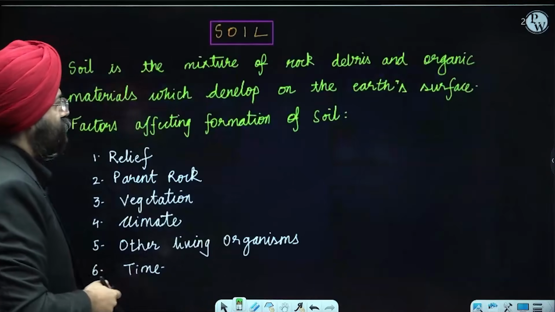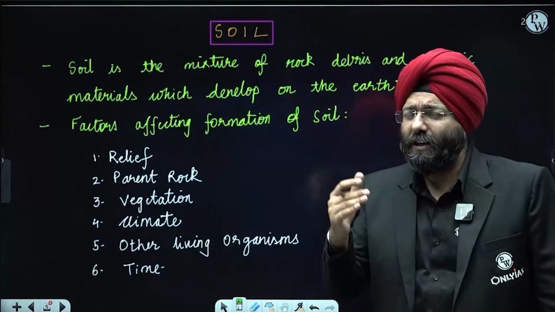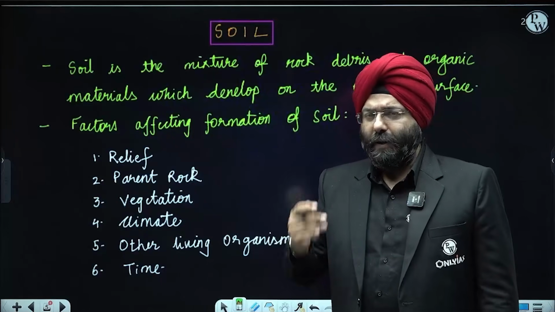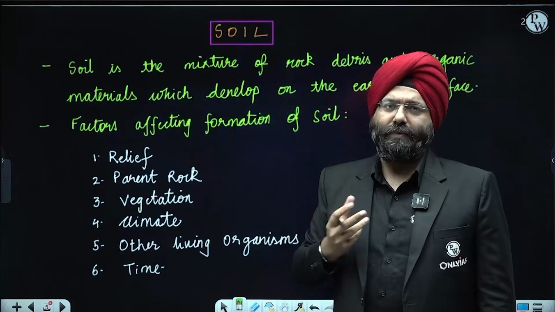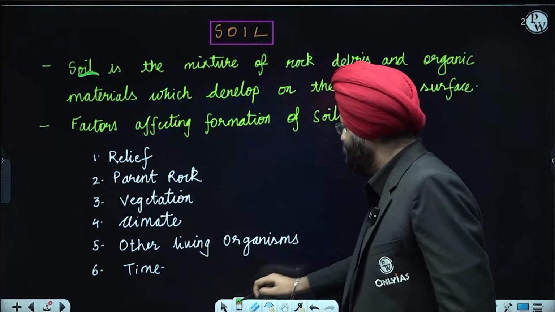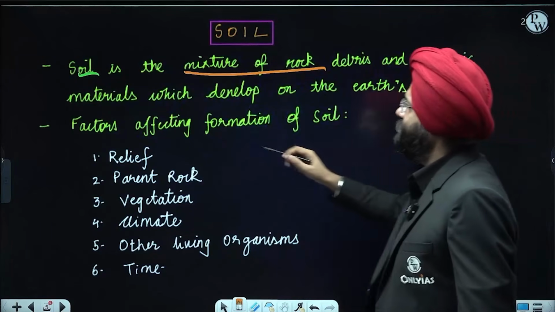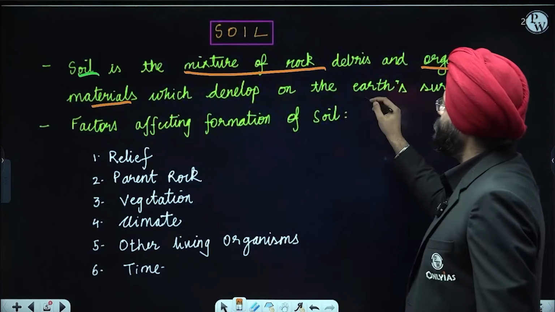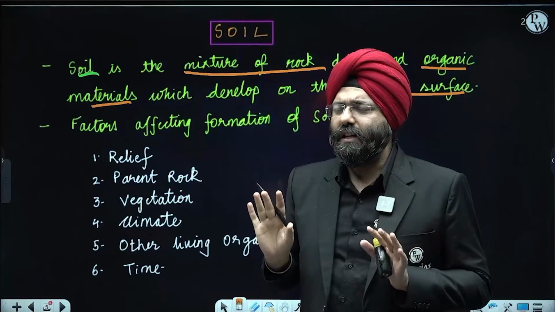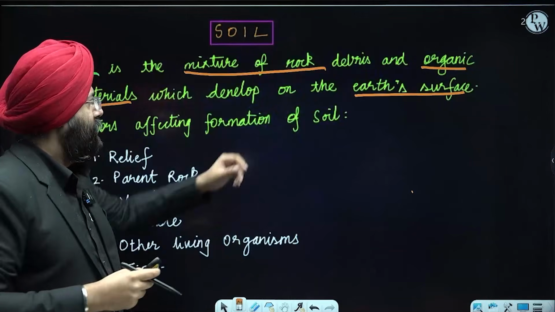Let's begin with today's chapter, that is soil. Now, something really very interesting. Whenever we talk about so many features, we've already discussed physiography, vegetation, and climate. And in that process, a very important chapter is the soil. Now, what is soil? Soil is a mixture of rock debris and organic material, which develops on the earth's surface. In a very simple definition, what even the NCERT has defined, it is a mixture of rock debris and organic matter, which develops on the earth's surface.